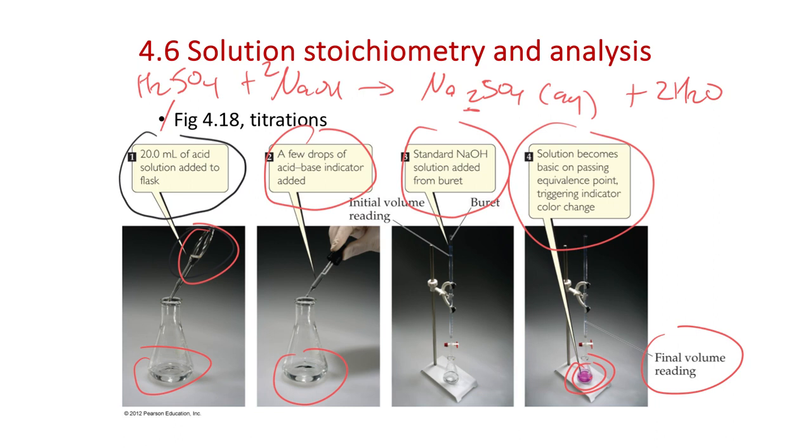The reason why you do that is you can put it in an oven, dry off all the water, and have a nice pure compound that you can take a mass of. You dissolve that compound in water, and then you know how much acid you have. That's how you standardize your base.